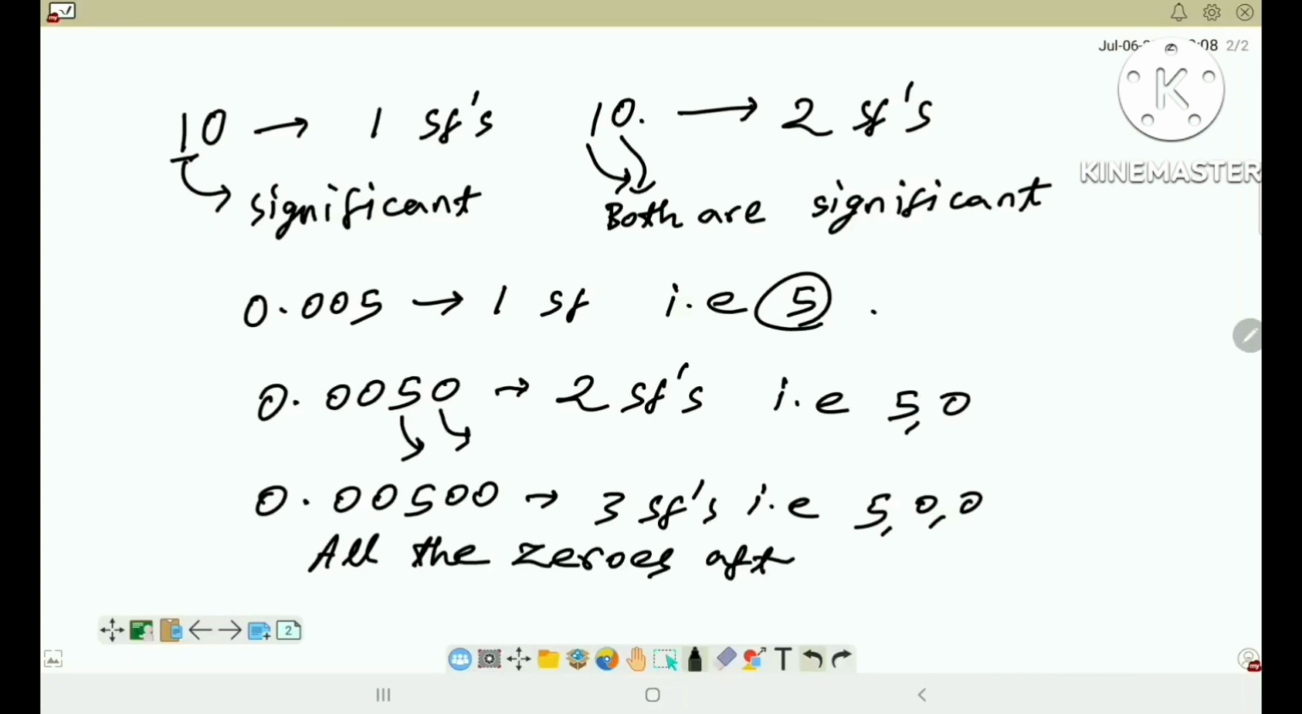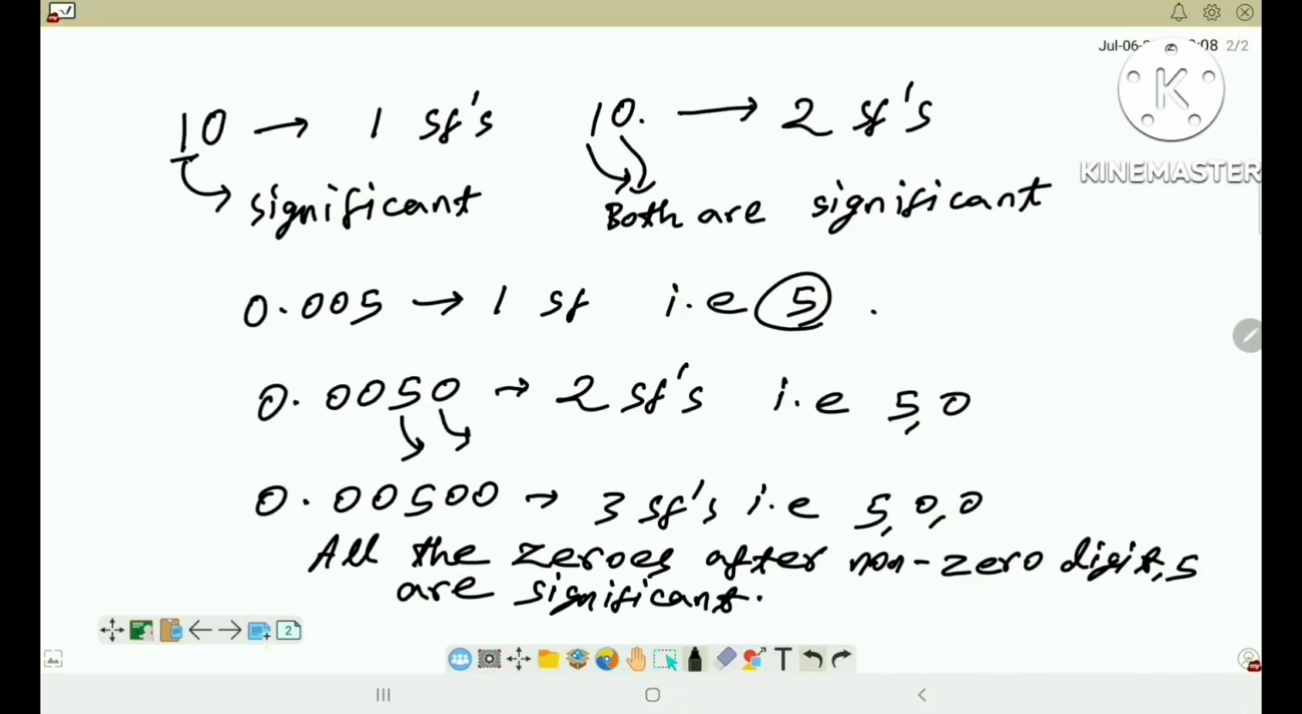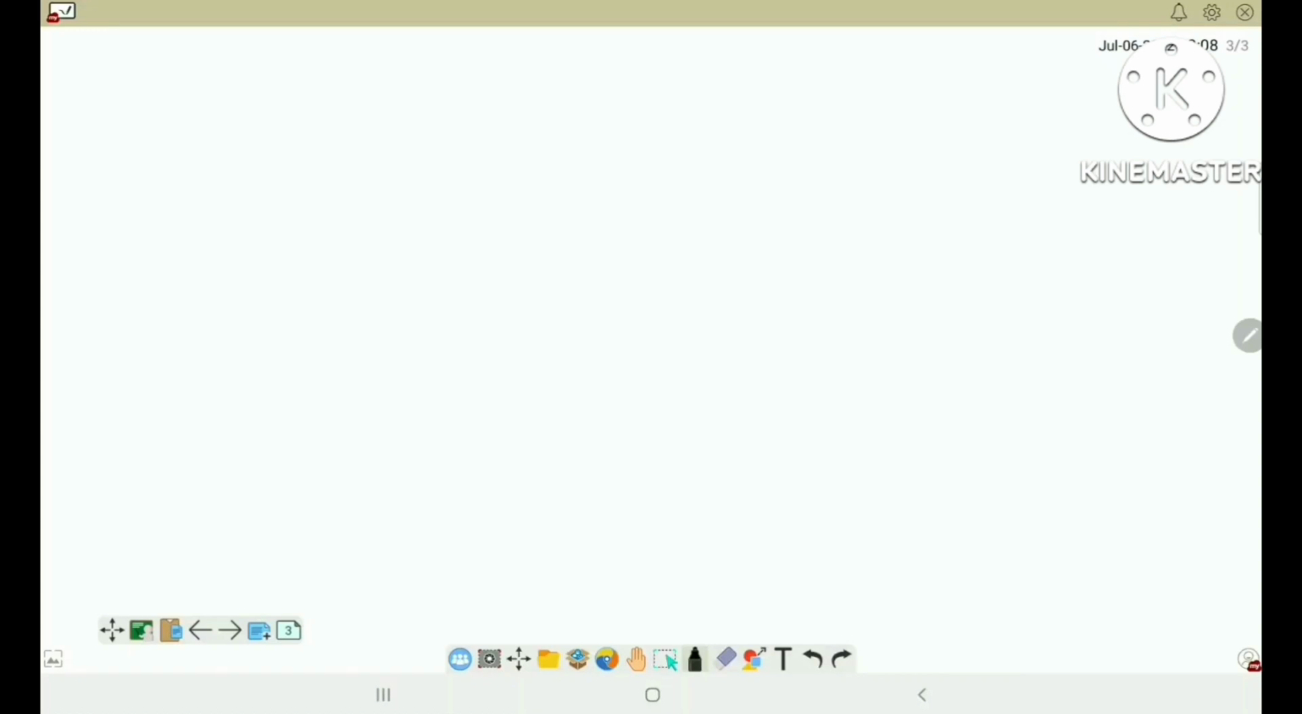Let's take some more examples. Got it? All the zeros after non-zero digit 5 are significant, but the zeros present before the non-zero digit 5 are not significant. Okay? Let's take one more example.